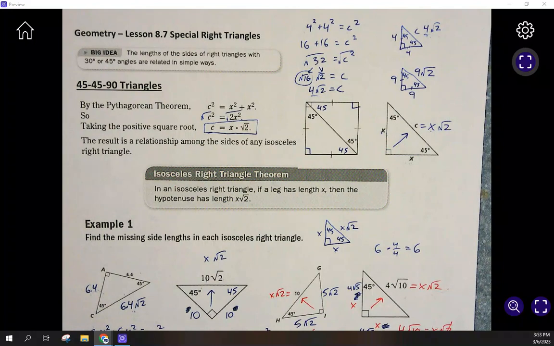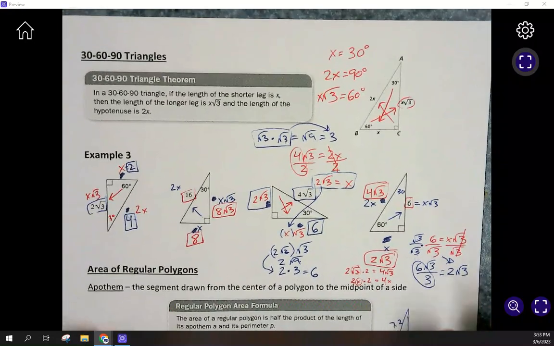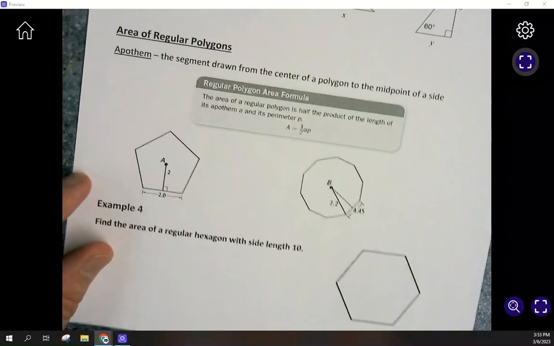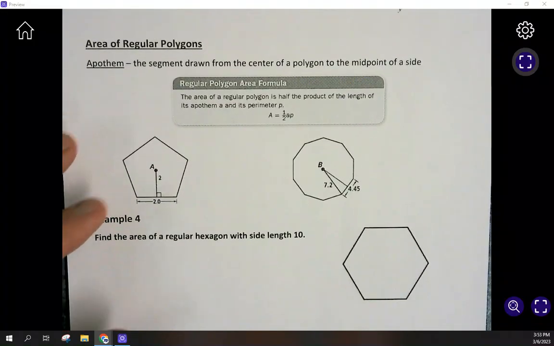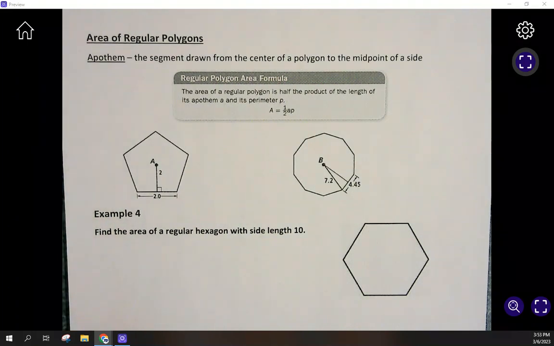This is lesson 8.7, part 3. So we're looking at special right triangles in this whole section. Our first day, we looked at 45, 45, 90 triangles. On day 2, we looked at our 30, 60, 90s. And now we are sliding down to the bottom, and we are going to be working on the area of regular polygons. So we'll be using the same skills. We'll have to translate those 45, 45, 90 skills and our 30, 60, 90 skills to this section.